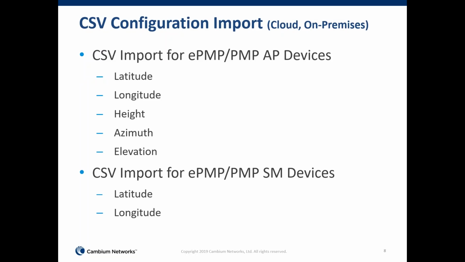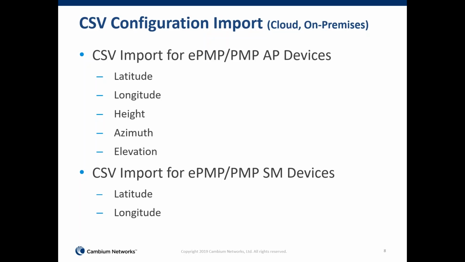The next is CSV configuration import. This is only supported for the ePMP and PMP AP devices with the latitude, longitude, height, azimuth, and elevation. So this is a kind of bulk update of these parameters for the devices. And for the ePMP and PMP SM devices, we are supporting the latitude and longitude update.